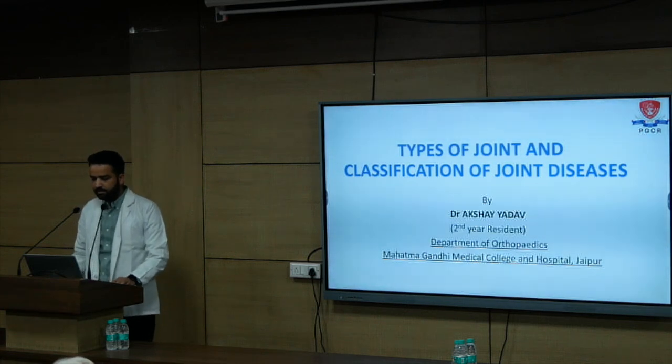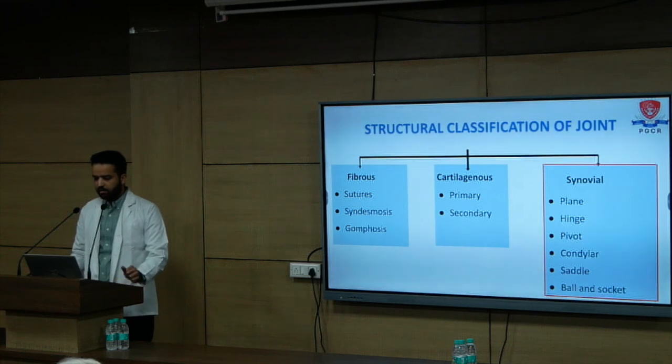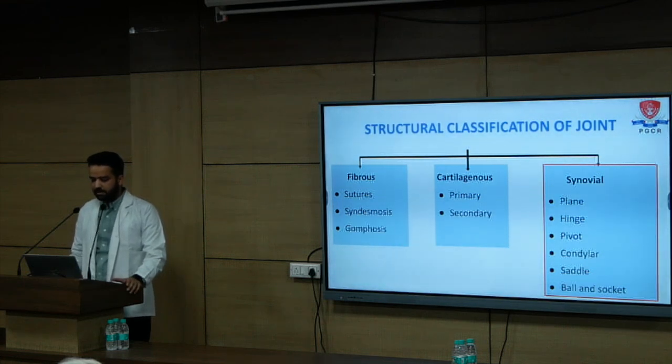Today I will be discussing the types of joint and classification of joint diseases. Joints can be classified on the basis of structure. Broadly it is divided into 3 types: fibrous, cartilaginous and synovial. Fibrous is subclassified into suture type, which is only found in the cranium. Second is the syndesmosis joint, which connects two parallel bones with a ligament or membrane, for example tibiofibular syndesmosis, and the third is gomphosis, which is seen in teeth and their sockets.